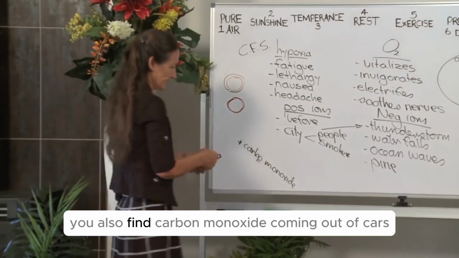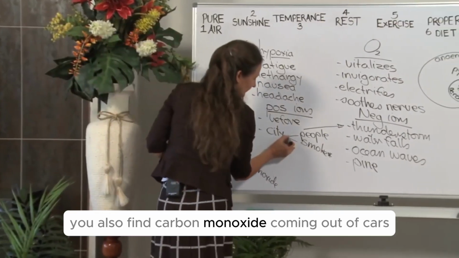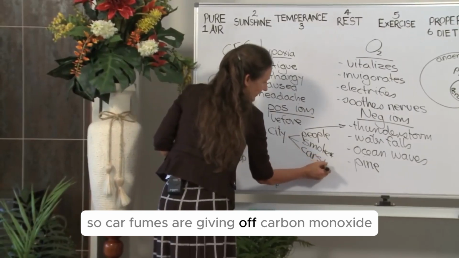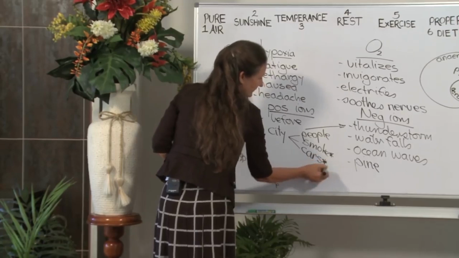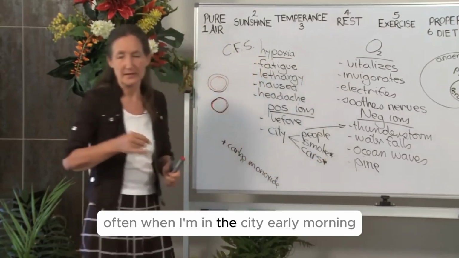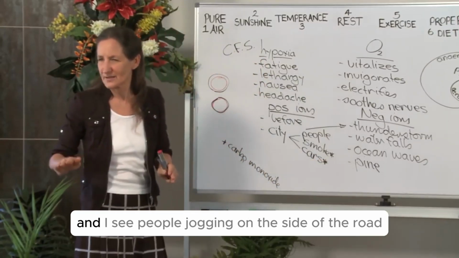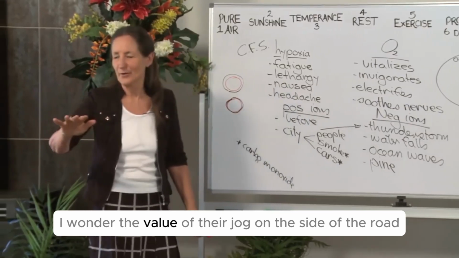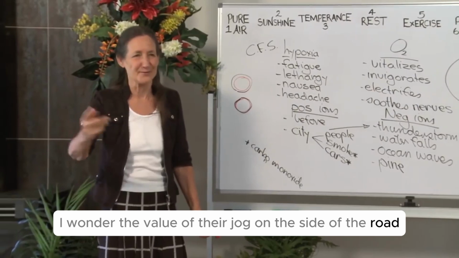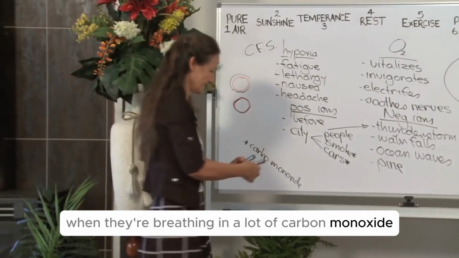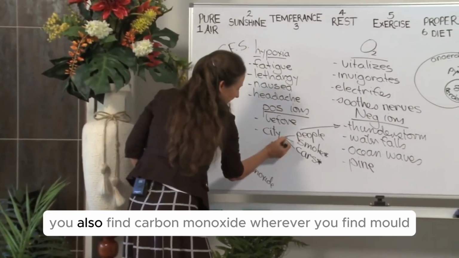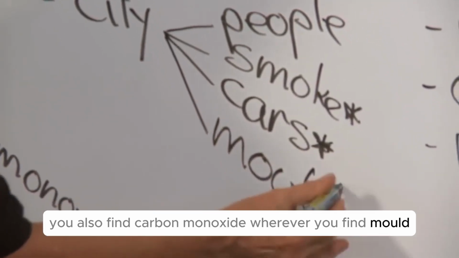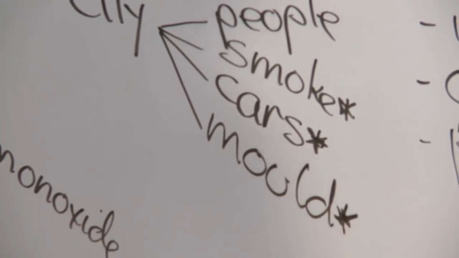You'll also find carbon monoxide coming out of cars. So car fumes are giving off carbon monoxide. Often when I'm in the city early morning and I see people jogging on the side of the road, I wonder about the value of their jog when they're breathing in a lot of carbon monoxide. You'll also find carbon monoxide wherever you find mould.